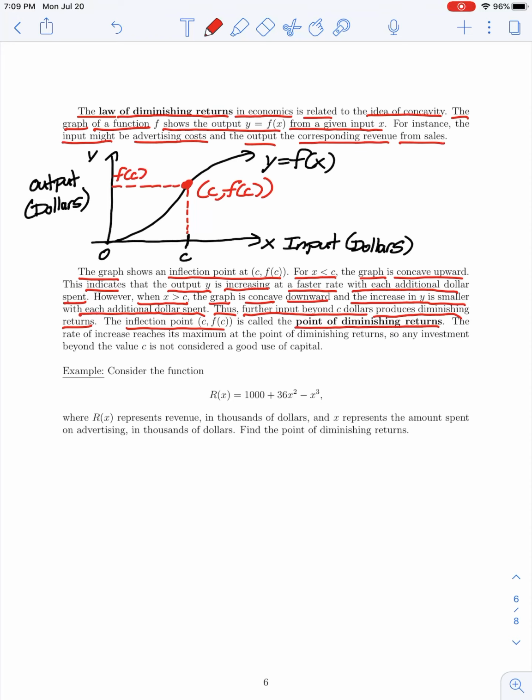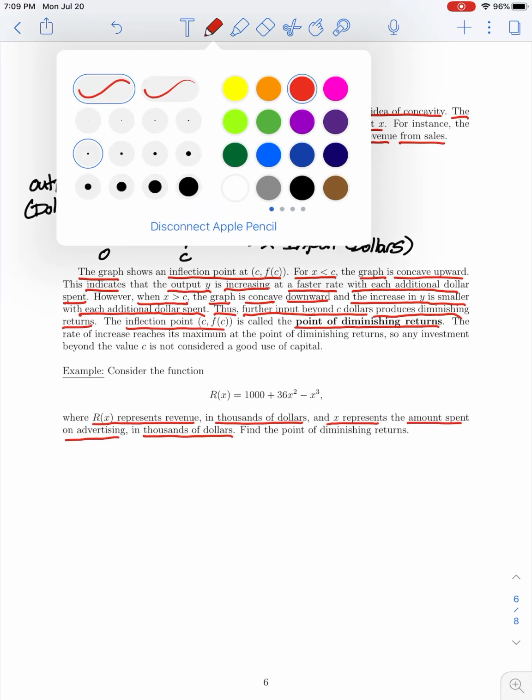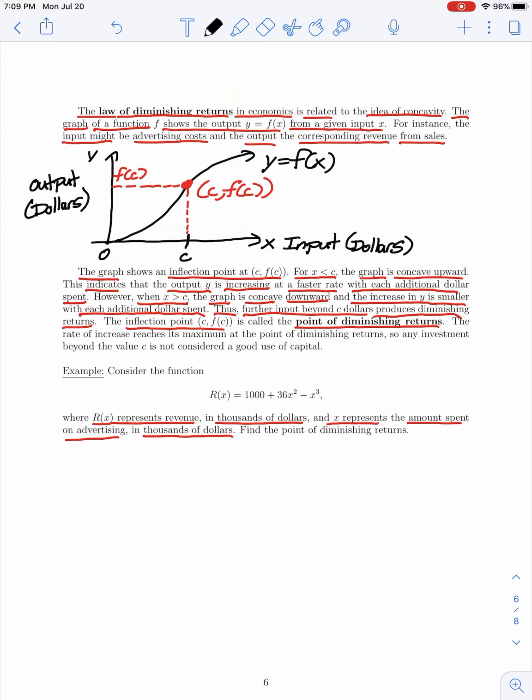Here we are given a revenue function, r of x, and we're told that this function is representing revenue in thousands of dollars, where x represents the amount spent on advertising in thousands of dollars. So we want the point of diminishing returns, which is an inflection point for this curve. So we need to find our second derivative.